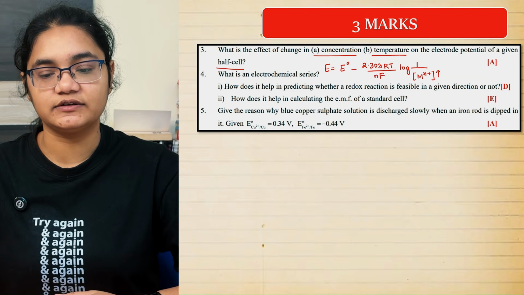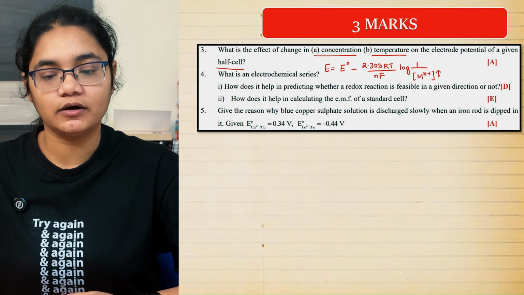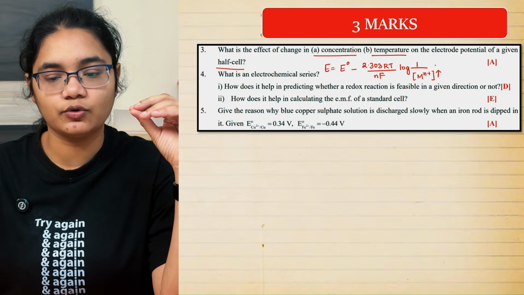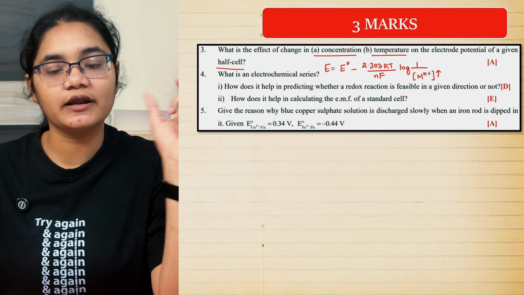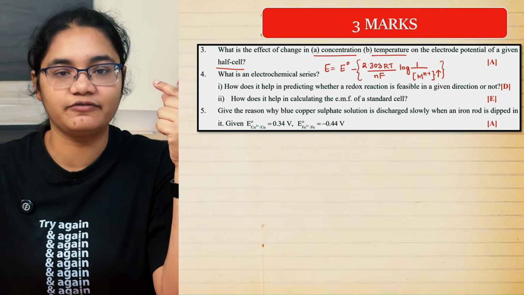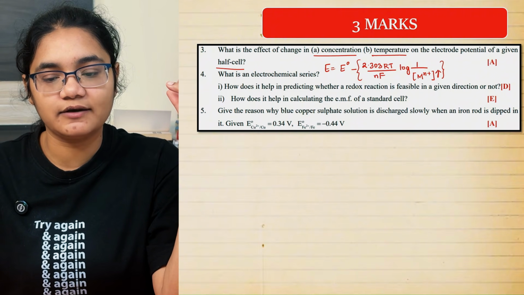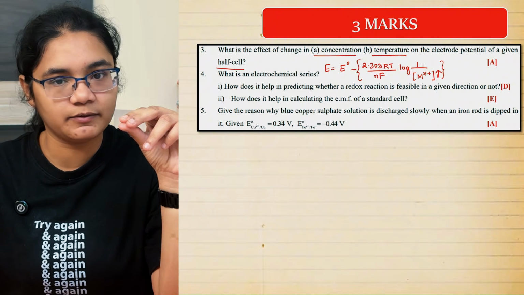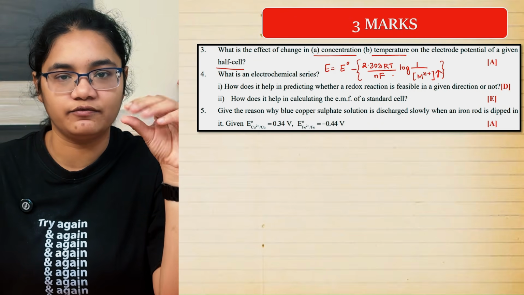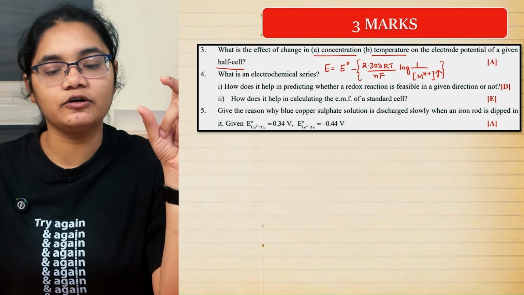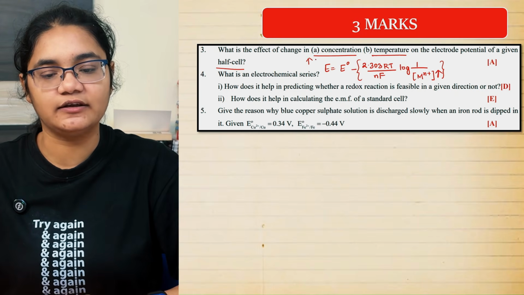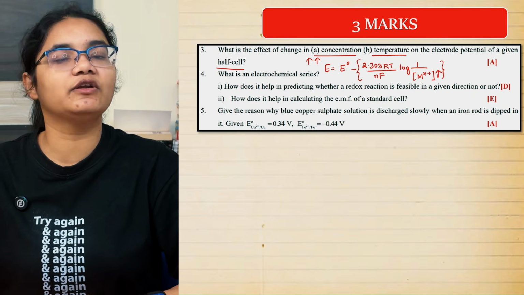If you increase the concentration, then what will happen? The term 1 by Mn plus will decrease, and the whole term will decrease. So that means you are now subtracting a smaller term. If you increase the concentration of Mn plus, this value overall becomes lower, the log of that value will be further lower, and this whole multiplied value will be lower. Now, when you subtract it from E naught, you are subtracting a lower value. So if concentration increases, the E value will also increase.